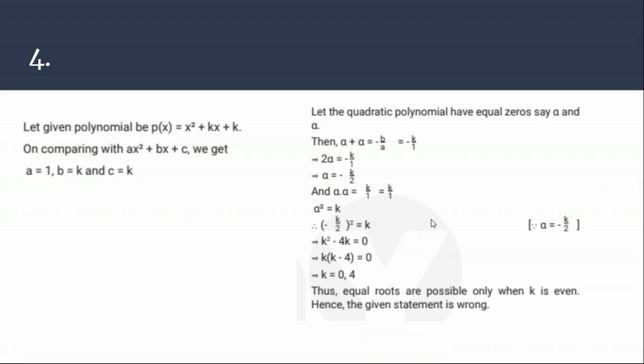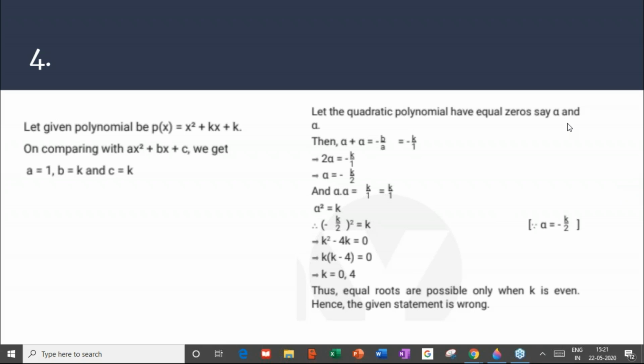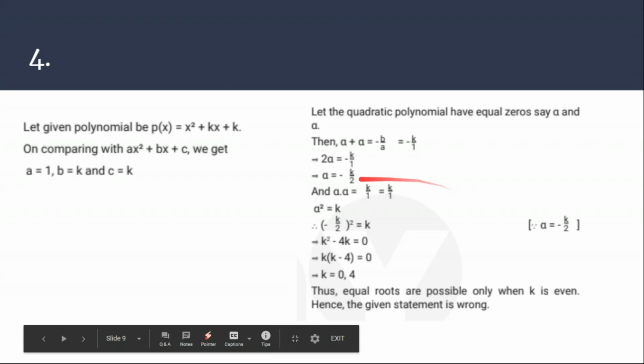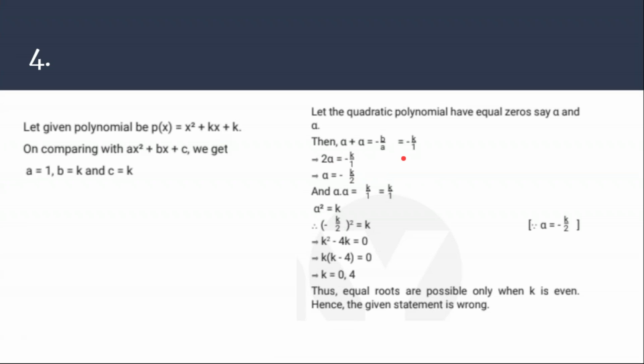Yeah. So this is what they've done. Like I said, you can use this method if you are not comfortable with the discriminant thing. They have just equated the sum of zeros: a plus a is equal to minus b by a, which is k. I think this method will be easy, right? You're not mixing the two concepts, but later on, once you finish the quadratic equations chapter, you can use that as well to solve.